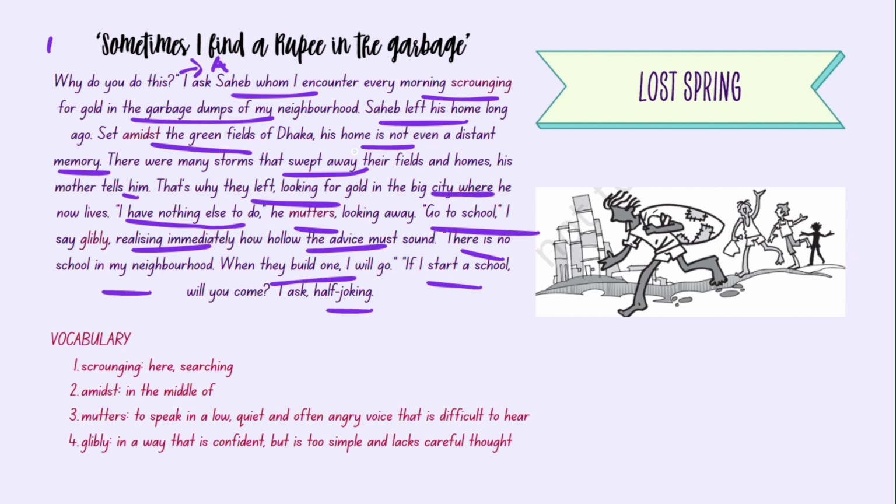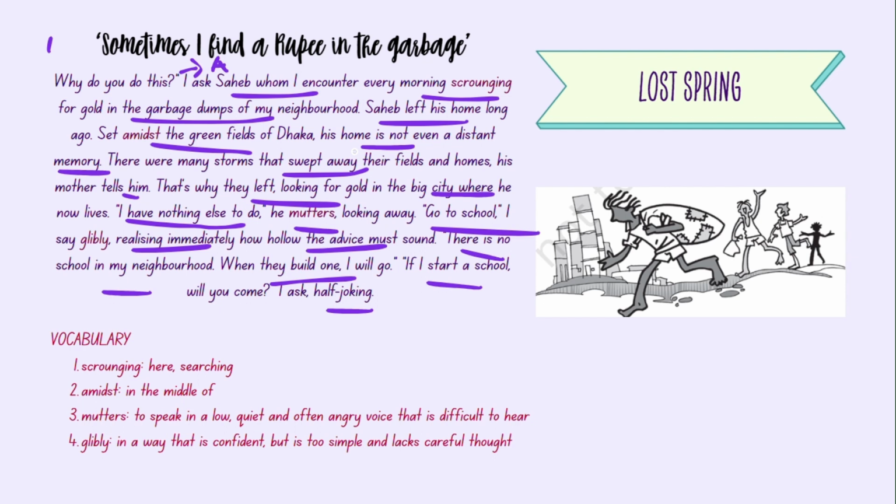Now, this story begins by describing that the family of Sahib had come very long ago from Dhaka, because they had encountered a lot of storms which had swept away the green fields among which these people used to live, and their homes were all destroyed. So they had no other option but to come to this big city of Delhi and start looking for gold, start looking for ways to earn money. Because they're not from India, all they could do was to start picking rags, to start picking garbage.